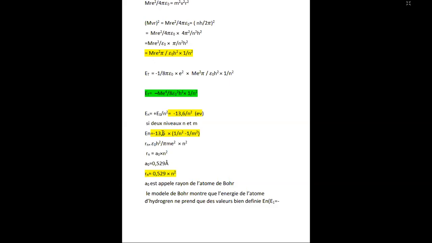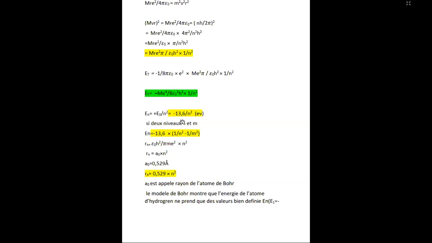After that, we also looked at how you can calculate the radius of the atom, the Bohr radius. Most of the time they specify to calculate the Bohr radius of the atom, and this is the formula they use: rn is equal to epsilon h squared over pi m e squared, times n squared. The whole thing before n squared is just a0, which was already calculated for you. You just have to memorize it: a0 is 0.529. So rn is 0.529 times n squared. So this is the formula.